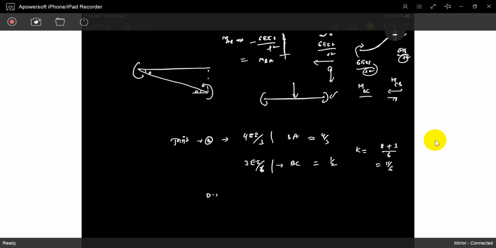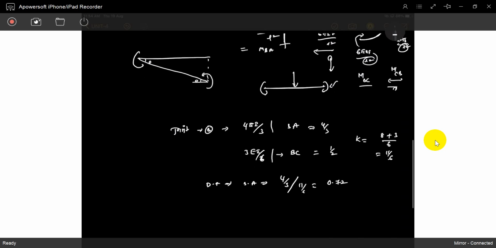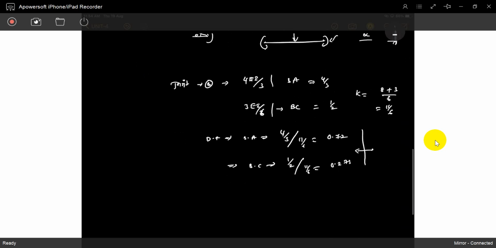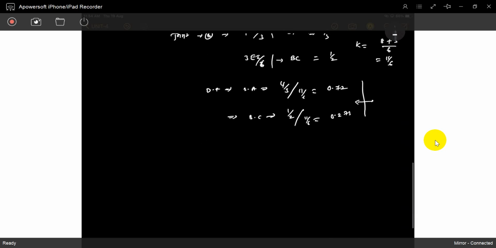So distribution factor for BA is 4 by 3 divided by 11 by 6. How much is it? It is 0.72. Distribution factor for BC is 1 by 2 divided by 11 by 6, it is 0.273. Okay, that's it. For C, no need to write because we can directly write it.